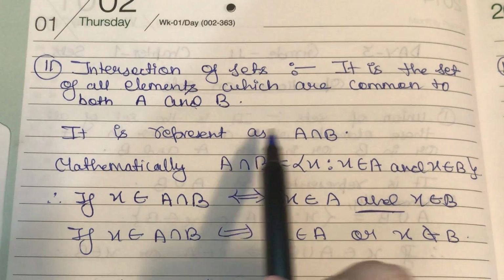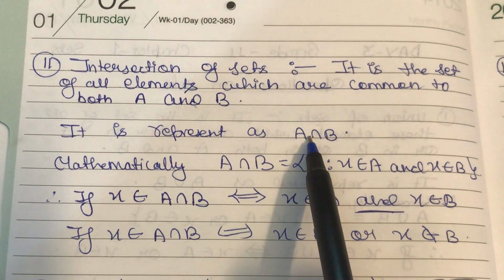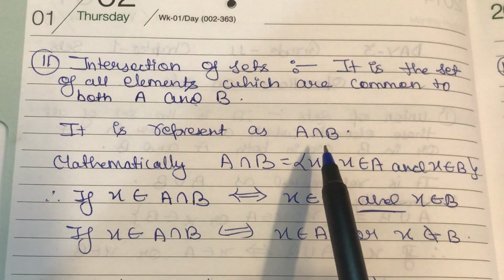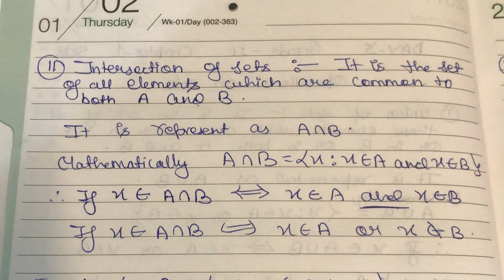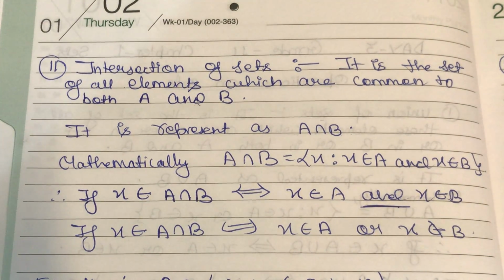It is represented by A ∩ B. This is called intersection, so this is the symbol of intersection. If you inverse U, this will become intersection. If you write U, this is the symbol of union. But if you inverse the same symbol, that will become intersection.